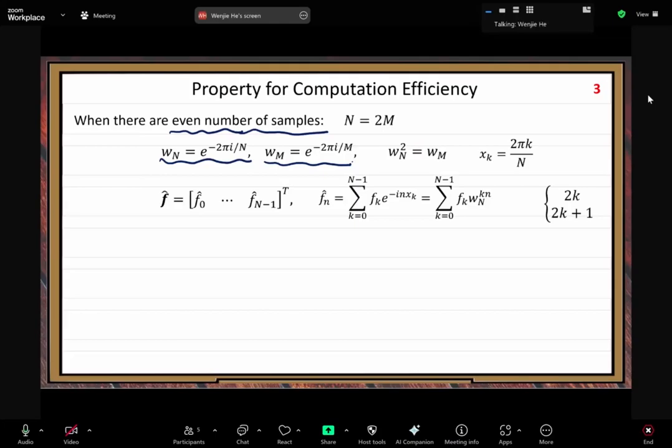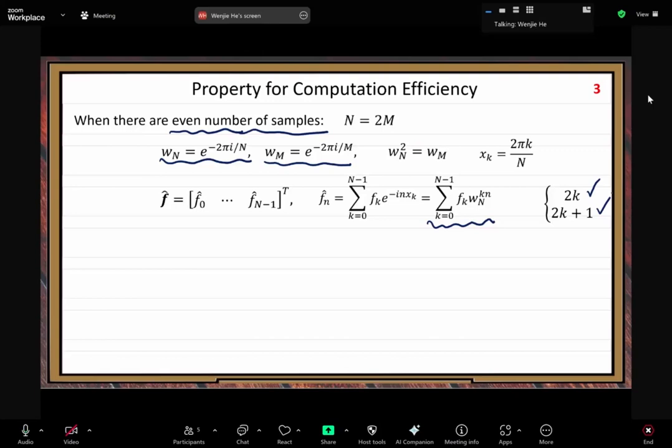Here you can see when we calculate the summation, the k value can take even and odd, two different cases. Now we split these two different cases. For the even terms, we group their coefficients together, and for the odd terms, we group their coefficients together. So we have two groups.